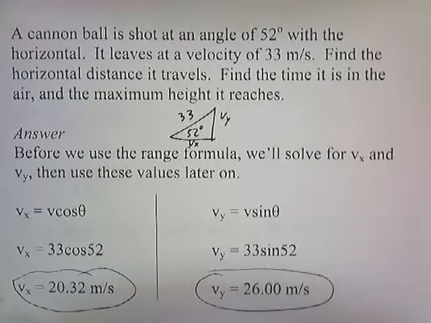So let's try a problem. The cannonball is shot at an angle of 52 degrees with the horizontal. It leaves at a velocity of 33 meters per second. Find the horizontal distance it travels, find the time it's in the air, and the maximum height it reaches.